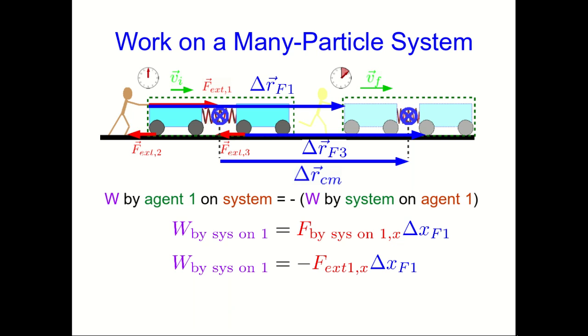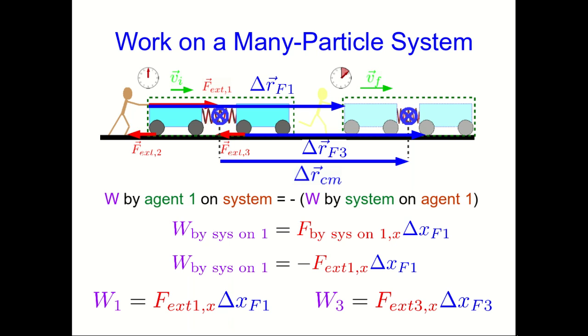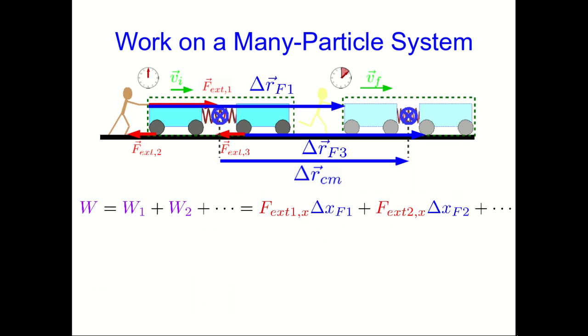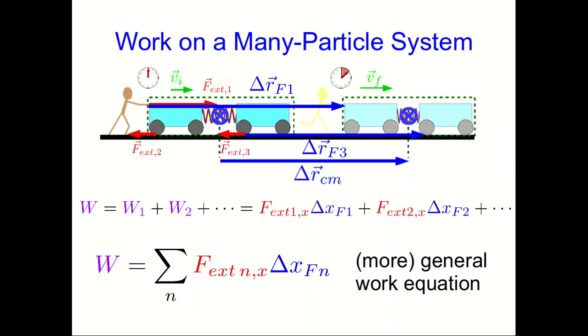And that force by the system on 1 by Newton's third law is just the negative of the thing I'm calling external force 1. And so, since that is now overall the negative of what I'm looking for, that's the work by the system on 1, and I want the work by 1 on the system, I can just cancel the negatives. And so I have this work 1, which is just the external force 1 times the force displacement that goes with it, and so on for works 2, 3, and so on. And so I can write the work done on the system as a sum of works by different external forces, and I can write it compactly this way, which is a more general work equation. It's not fully general yet because it still only applies to constant forces.